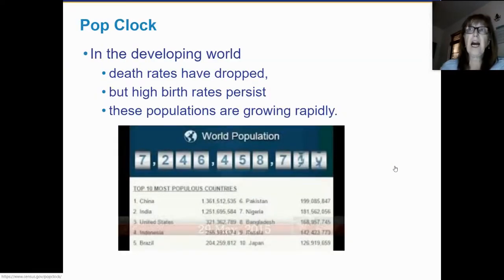So, a pop clock. I don't know if you've ever gone and played with a pop clock. They are pretty cool. I'm going to show you the website for it in a minute. In a developing world, death rates normally drop, but birth rates generally persist.